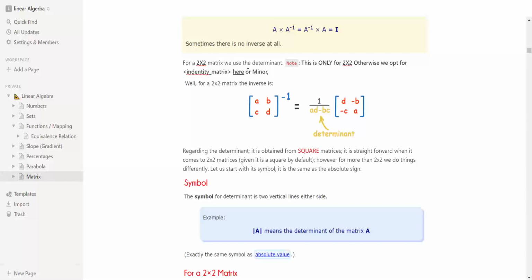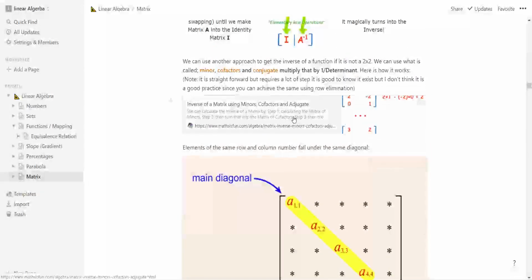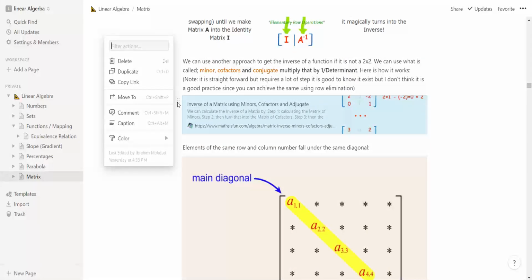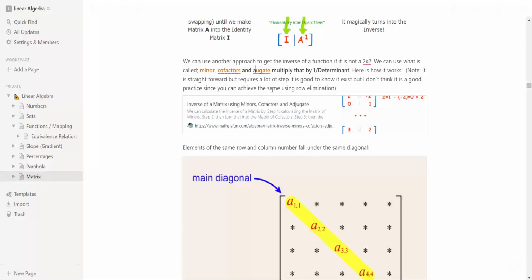Minor, cofactor, adjugate. Was it conjugate? What was it again? We've had it somewhere here, I'm certain of that. Adjugate, sorry, not conjugate. Got the link. Not sure what I was thinking.